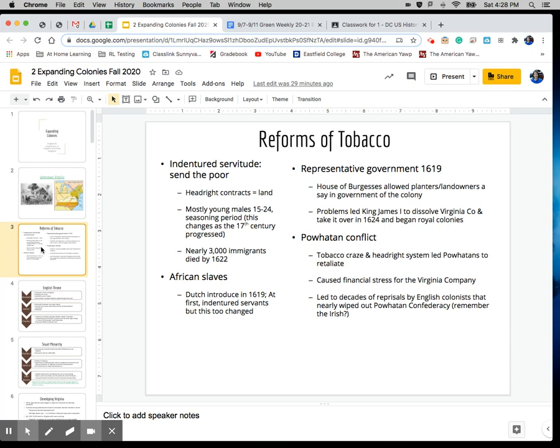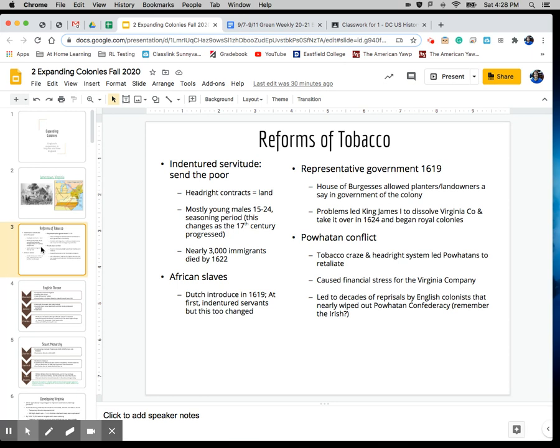So you have the system of headright contracts. And in a nutshell, what a headright contract is: let's say I'm somebody and I have a section of land in Virginia. Well, if I'm willing to bring people into Virginia, to pay for them to travel, they will work for me to pay back their travel. And then I will get bonus land because I've brought settlers in. So one of the ways in which they're trying to build the population of Virginia is by incentivizing individuals to bring other individuals over. And this is where the indentured contracts come in.